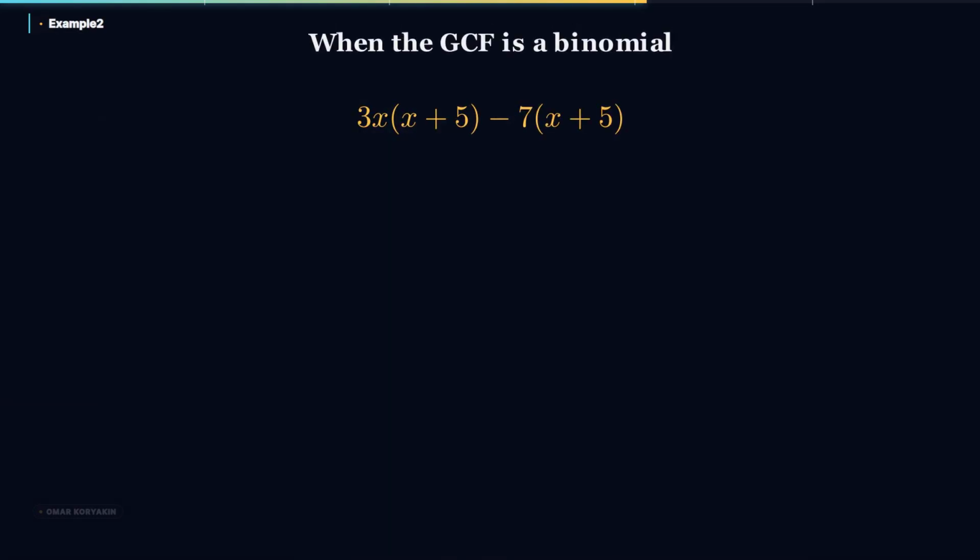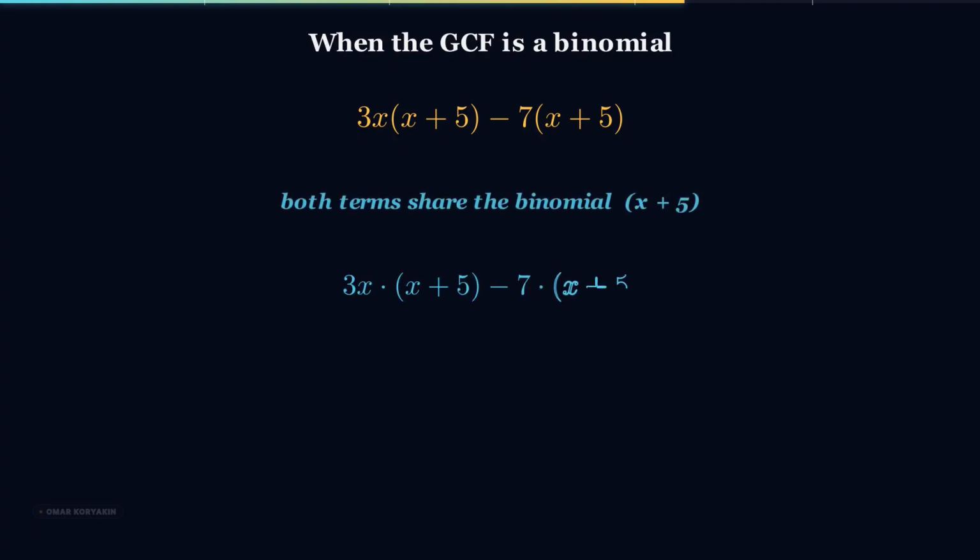The GCF is not always a single monomial. Sometimes it is an entire binomial. Look at 3x times the quantity x plus 5 minus 7 times the quantity x plus 5. Two terms, and both of them contain the same parenthesized expression. The shared part is the binomial x plus 5. It is sitting inside both terms, multiplied once by 3x and once by negative 7. That binomial is the common factor of both terms, the same way a shared monomial would be in the previous problems. Pull the binomial out front exactly the same way.